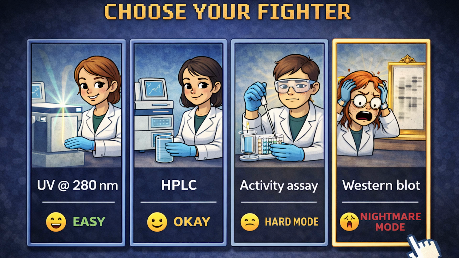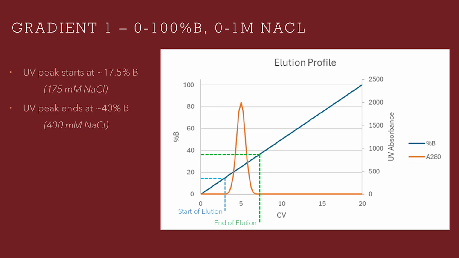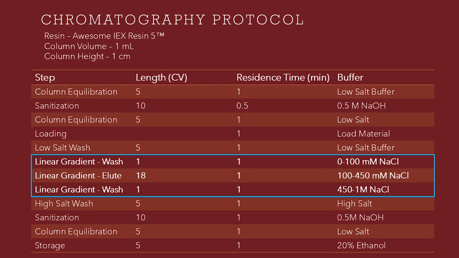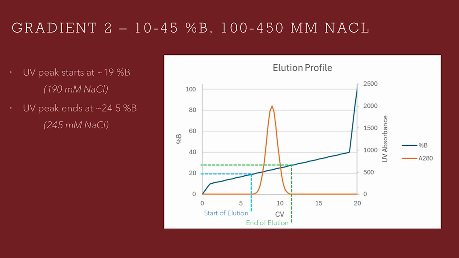Then run narrower gradients to zoom in. If the first gradient says 175 to 400 millimoles, great. Now tighten. 0 to 100 millimoles in 1 CV. 100 to 450 millimoles over 18 CV. 450 millimoles to 1 molar in 1 CV. Maybe now your protein elutes at 190 to 245 millimoles.